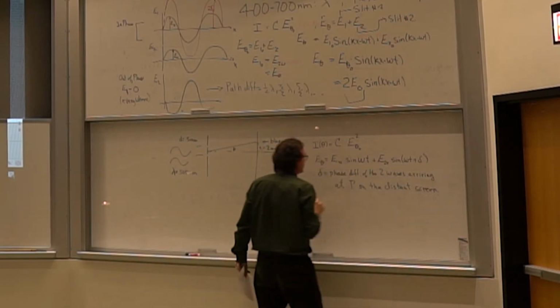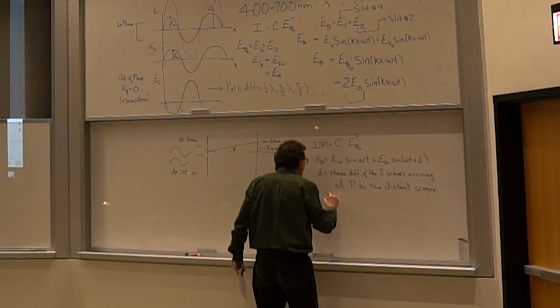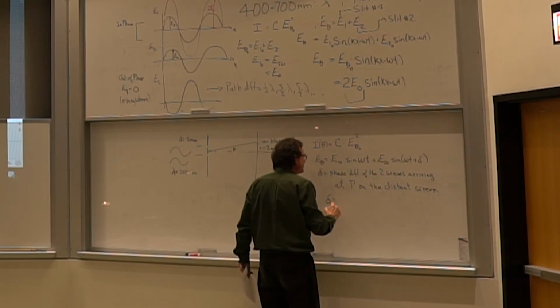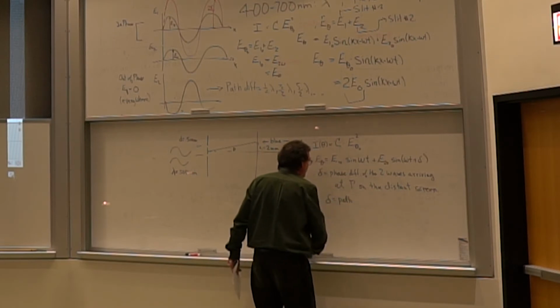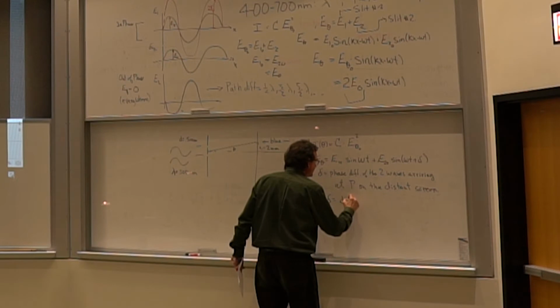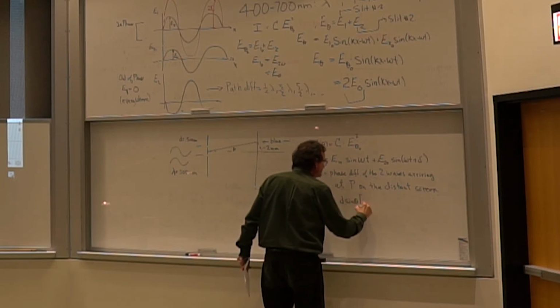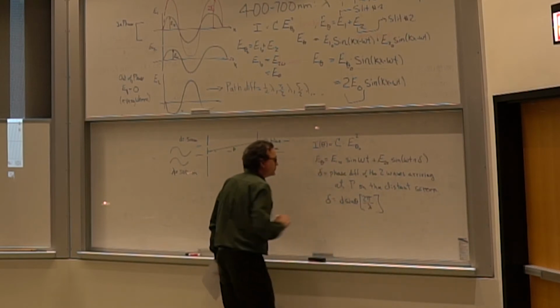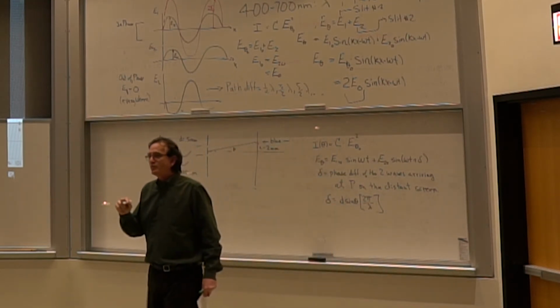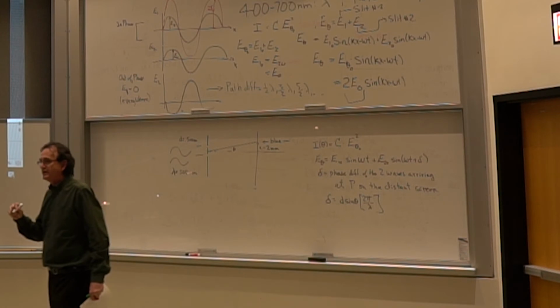What do we know about the phase difference? We know that the phase difference is equal to the path difference, which, by the way, is d sine theta, times 2 pi divided by lambda. Right? That's what delta is. And that's what defines what the intensity is going to be.